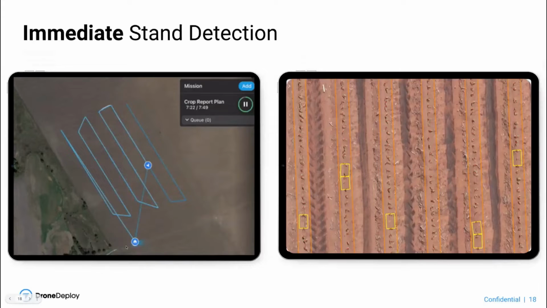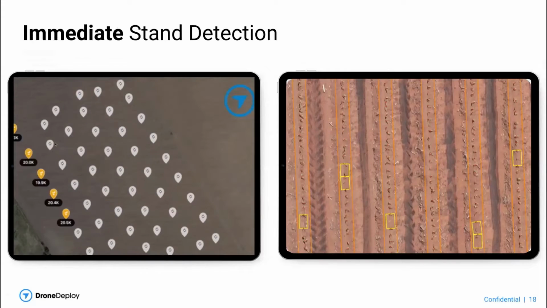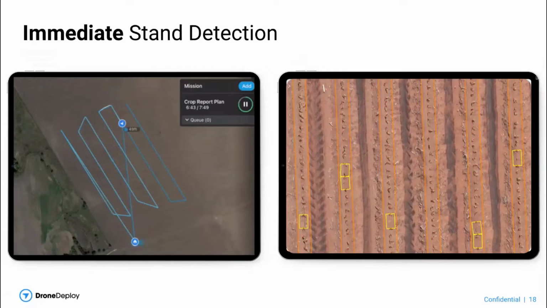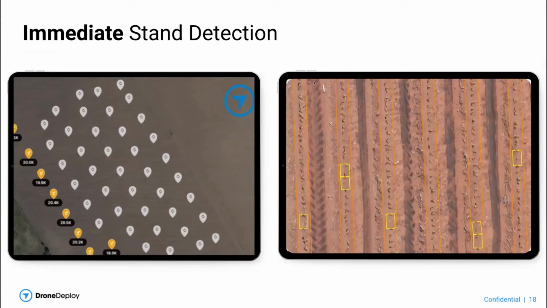So once you hit start, just like Crop Scout, the drone flies along its path. The machine learning algorithm runs, identifies the count at each point, and gives you a result. The picture on the right is what you can click on every single point and see the actual image that the stand count was performed on. So everything can be verified.